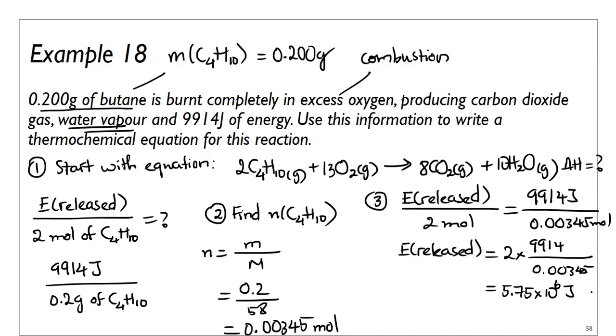You don't necessarily have to convert it to kilojoules, to be honest. You can leave it as joules, as long as it's correct, it's fine. Final answer: 2C4H10 gas plus 13 oxygen going to 8 CO2 and 10 H2O, with a delta H value of negative 5.75 times 10 to the 6 joules per mole.